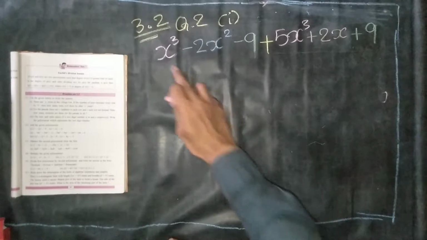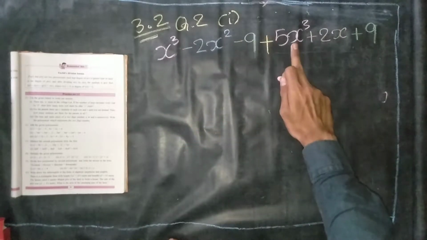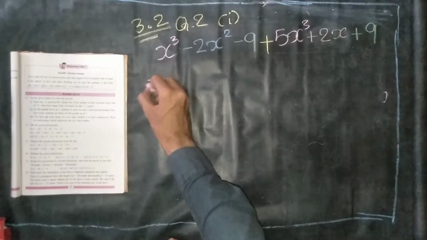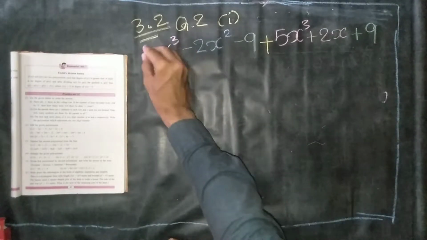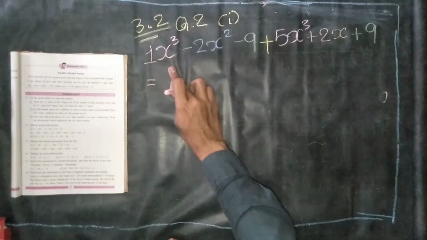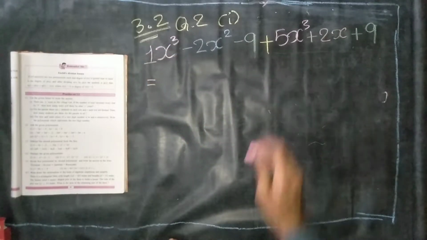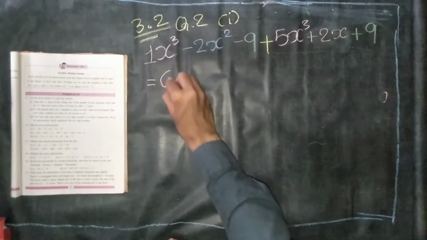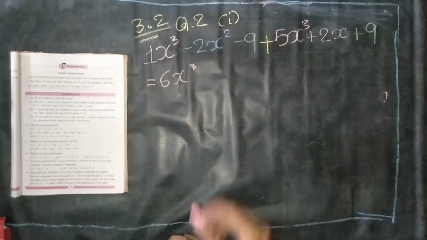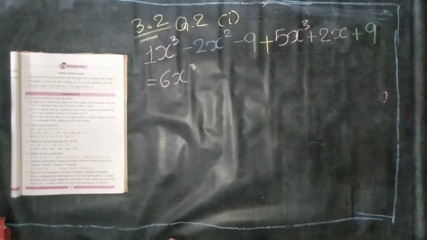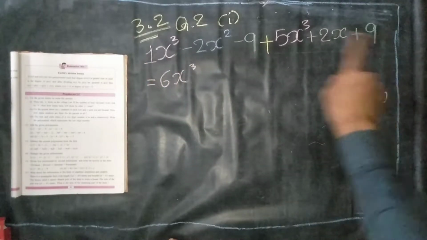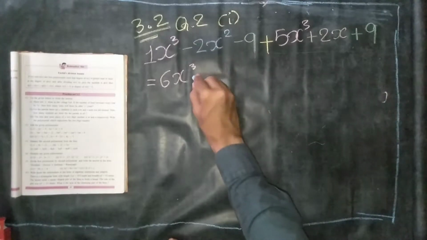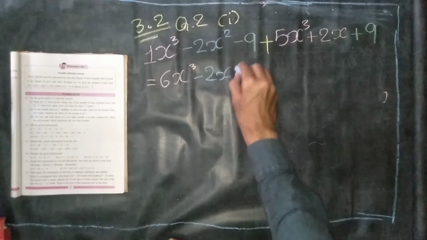So if you observe, I can add this x cube with this 5x cube. How many x cubes will it be then? Over here, 1x cube will be added with 5x cube. How many x cubes are there then? 1 plus 5, that is 6x cube, correct? Now I will go with the square term. How many square terms are there in the given equation? Only one. So I don't have to do any operation, and I will just write that as it is, minus 2x square.